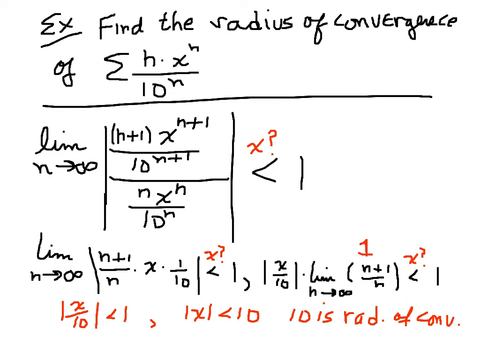Now, what that means is x will converge as long as x is greater than minus 10 and less than 10. We don't know what happens at minus 10 and 10. I keep repeating that, and it's worth repeating. In the next section, we'll learn how to deal with the endpoints.